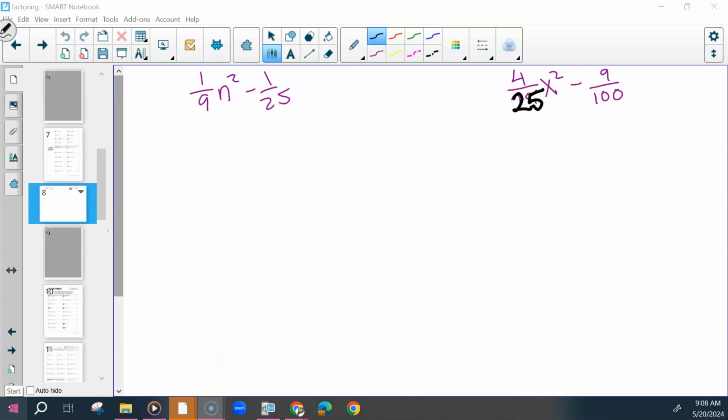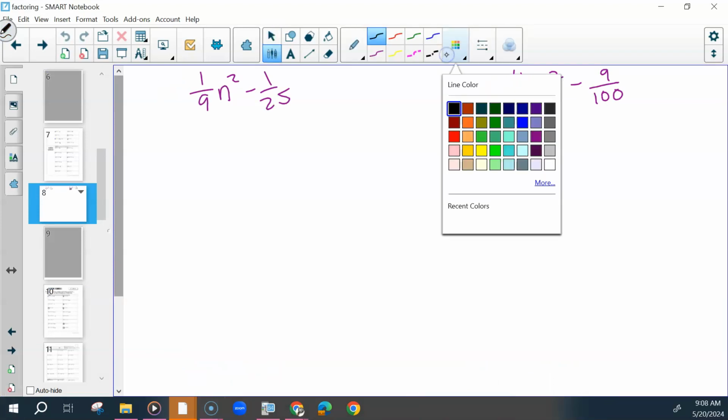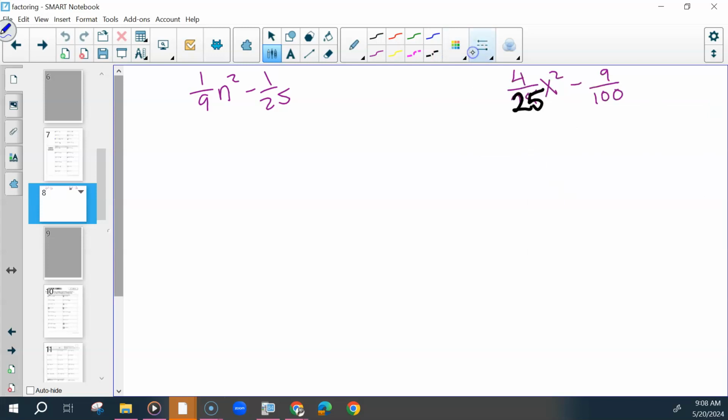So problems like this, your rules still apply. You have 2 terms. So it's either GCF or difference of squares. The first one does not have a GCF, so difference of squares. And same rules, but it's just now in fraction form. So you're thinking, what times what will give you 1? What times what will give you 9? What times what will give you n squared? What would that be?